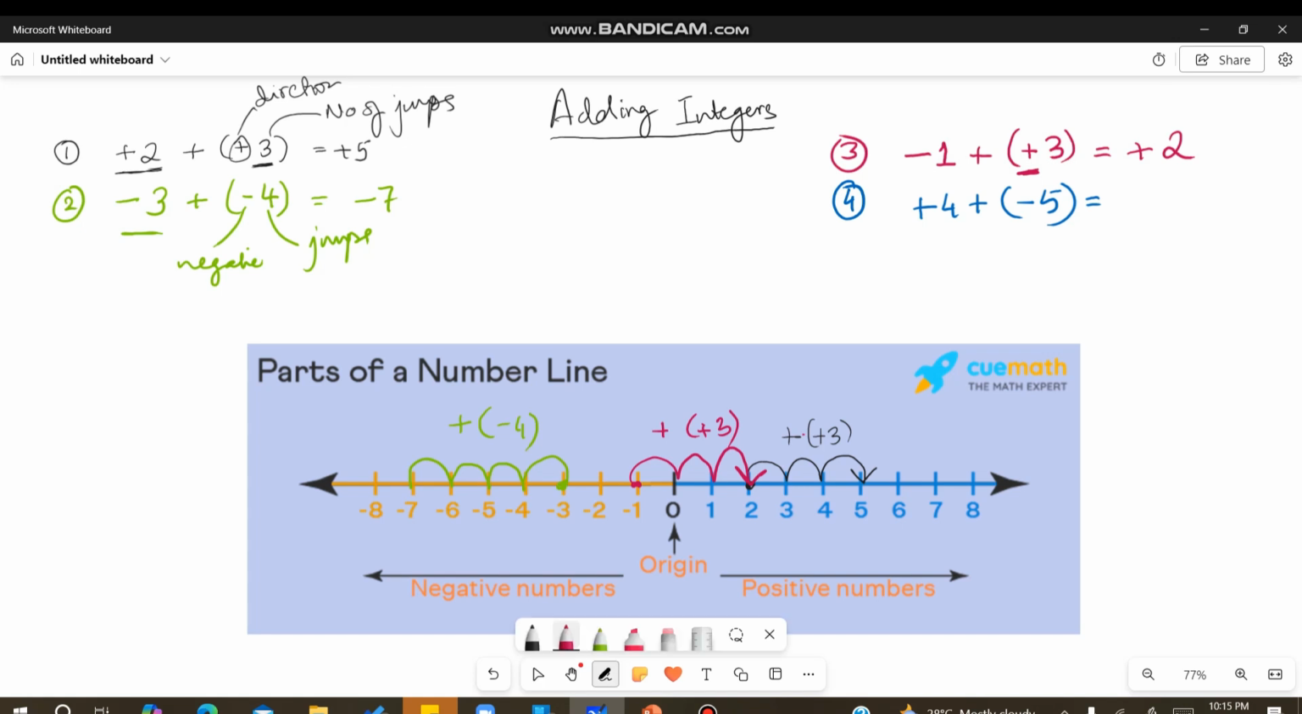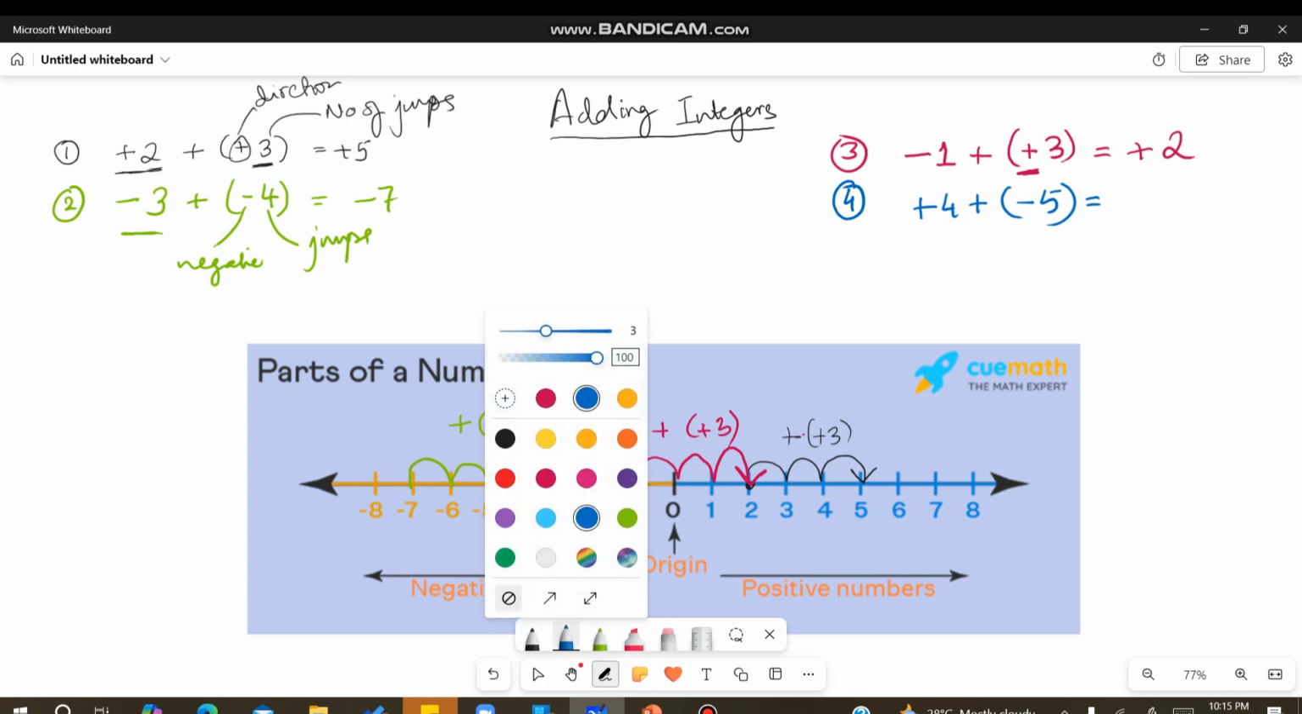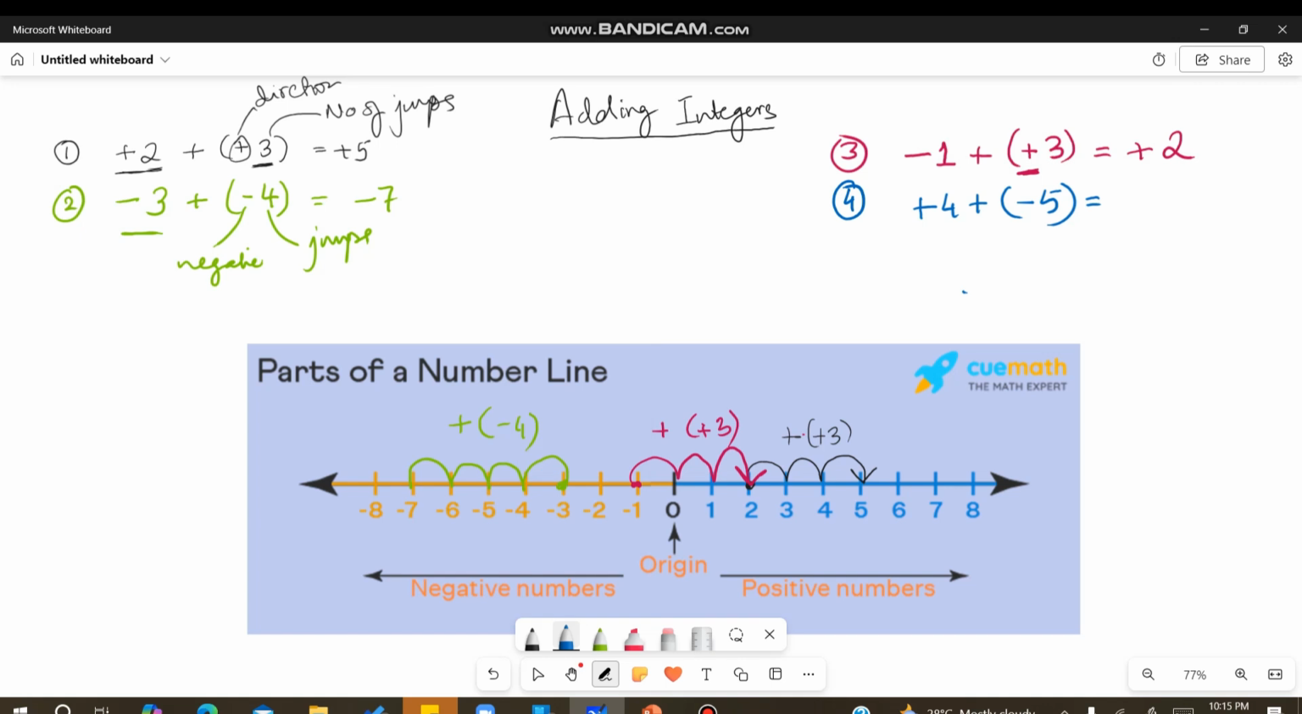Looking at the last question, this time I am at positive 4 right here. And I'm supposed to add negative 5. That means 5 jumps towards the negative direction. 1, 2, 3, 4, 5. And this is where I land, which is adding a negative 5. And I'm at minus 1 right now. So now that we have done these 4 examples, we're going to draw a pattern from this.